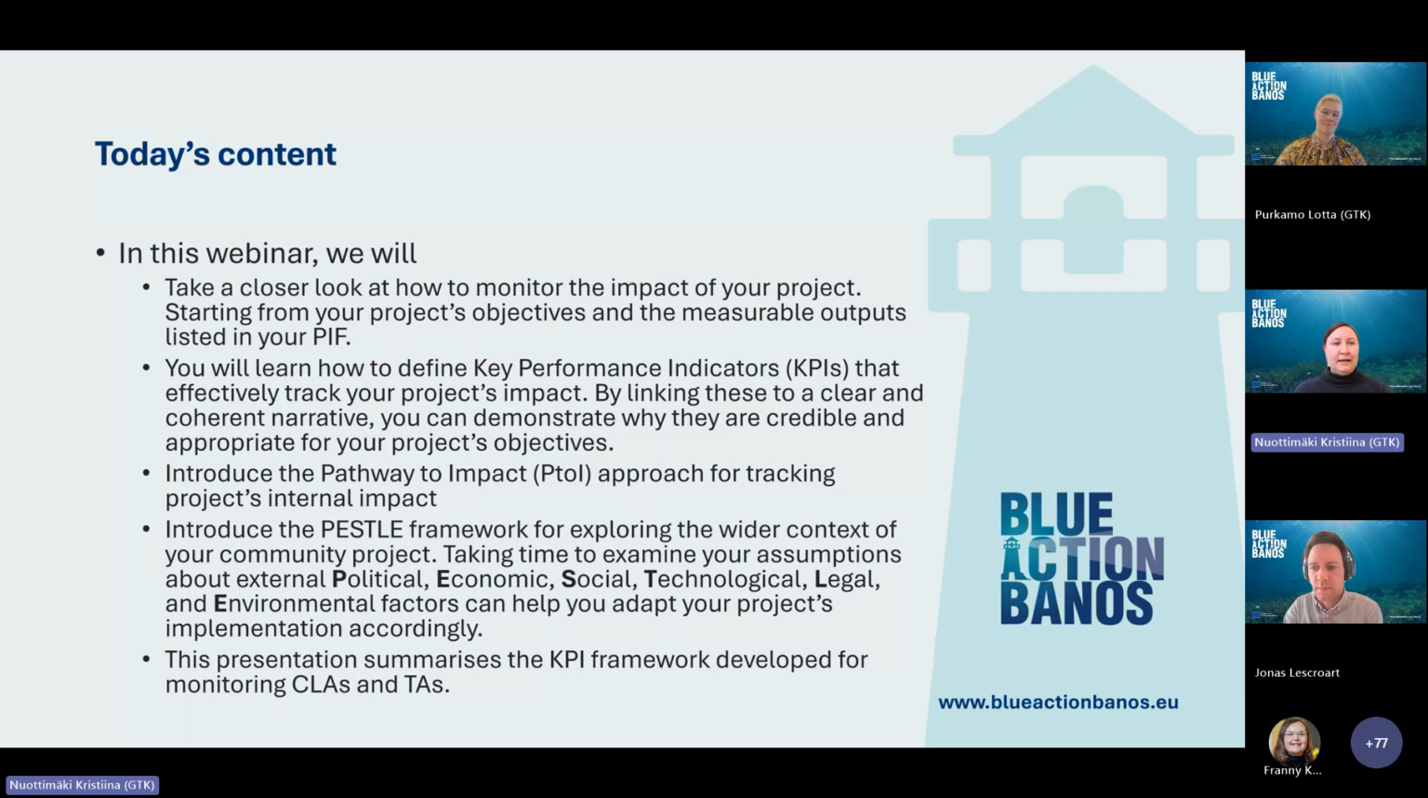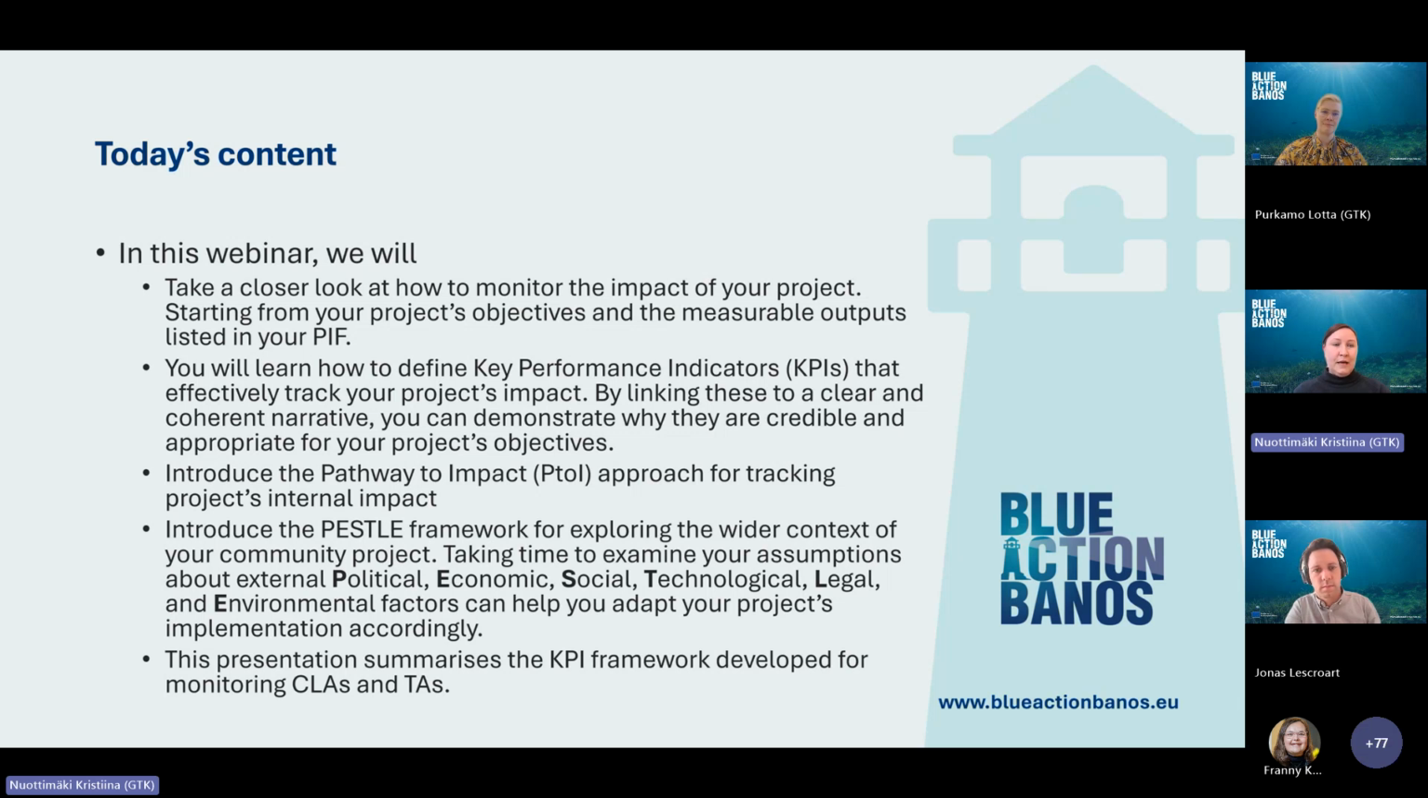So in this webinar, we will take a closer look at how to monitor the impact of your project. So we start from your project's objectives and the measurable outputs listed in your PIF, and you will learn how to define the key performance indicators that effectively track your project's impact. So all in all, by linking these to a clear and coherent narrative, you can demonstrate why they are credible and relevant for your project's objectives. So they can be different than in other projects, but something that describes what you do specifically in your project.